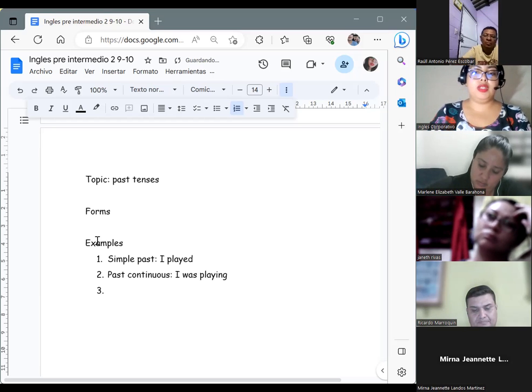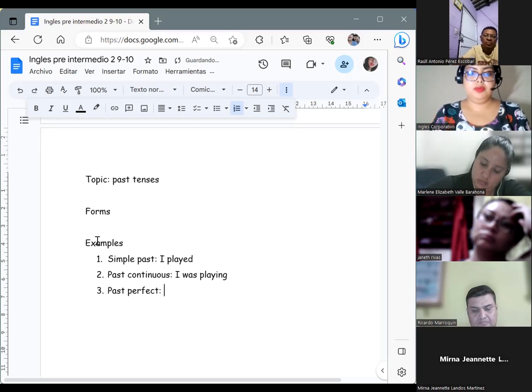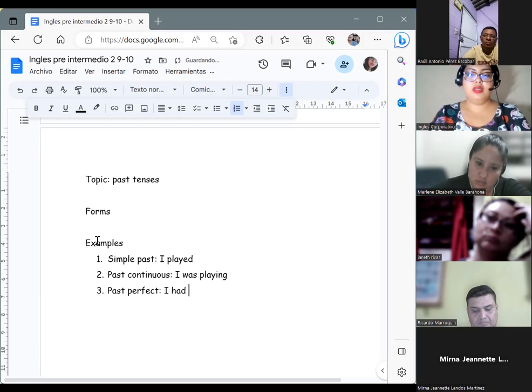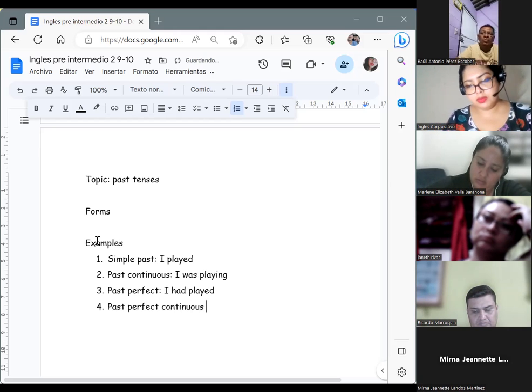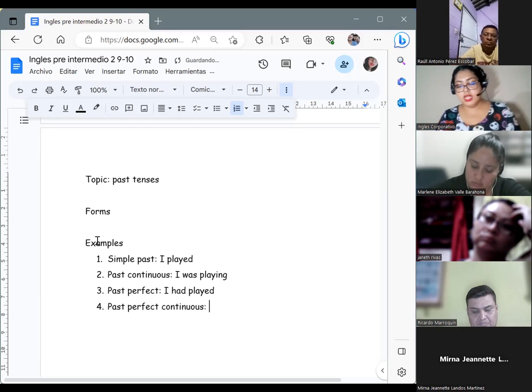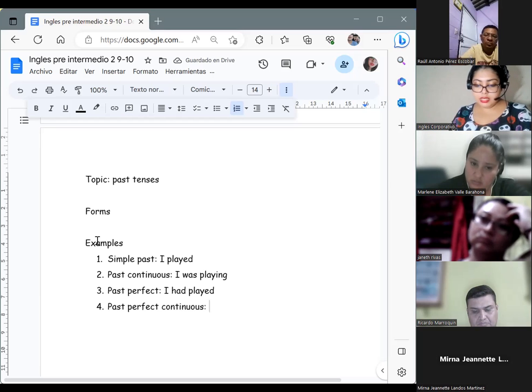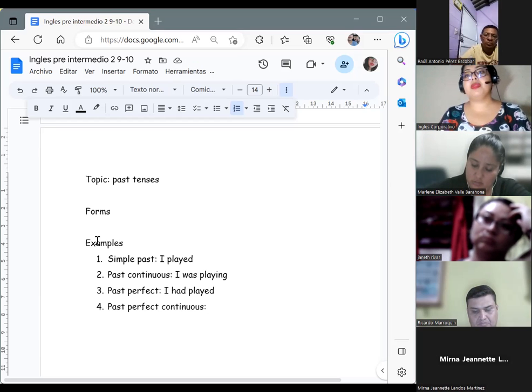Next one. Past perfect. And we have this one, I had play. And the last one, that is the past perfect continuous. And we have this element or this fragment to complete this one. And it says, I had been playing.